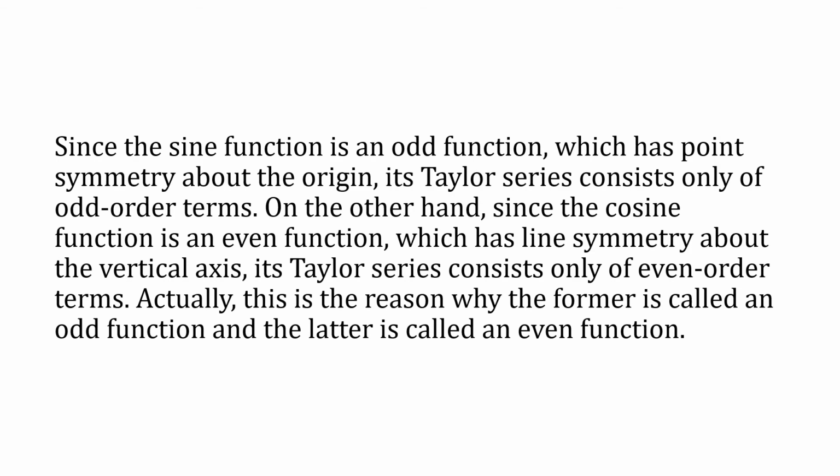Finally, you should note the following points. Since the sine function is an odd function, which has point symmetry about the origin, its Taylor series consists only of odd-order terms. On the other hand, since the cosine function is an even function, which has line symmetry about the vertical axis, its Taylor series consists only of even-order terms. Actually, this is the reason why the former is called an odd function and the latter is called an even function.